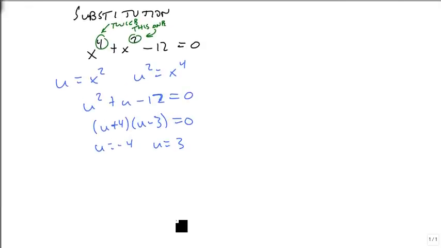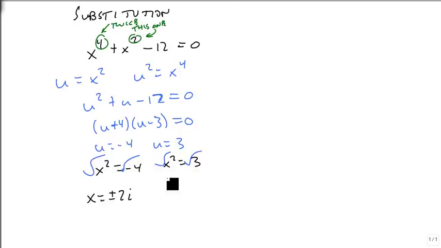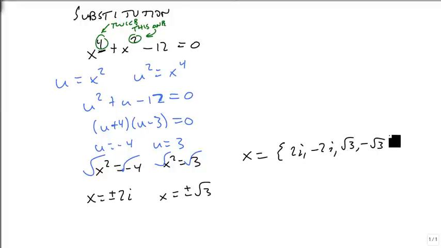But we're not interested in u, we're interested in x. So we replace u with x squared, and we solve using the square root formula. So we get x equals plus or minus 2i, and x equals plus or minus the square root of 3. With these 4 answers, we're ready. We started with an x to the fourth, we ended with 4 answers, so our 4 answers are the set 2i, minus 2i, square root of 3, minus square root of 3.